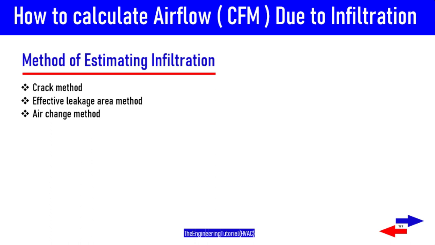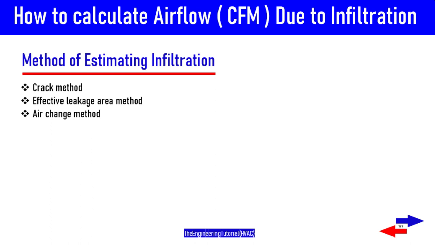There are three methods commonly used to estimate infiltration airflow: the crack method, the effective leakage area method, and the air change method. The crack method is a little more complex and is based on the average quantity of air known to enter through cracks around windows and doors when the wind velocity is constant. And the effective leakage area method takes wind speed, shielding, and stack effect into account and requires a very detailed calculation.